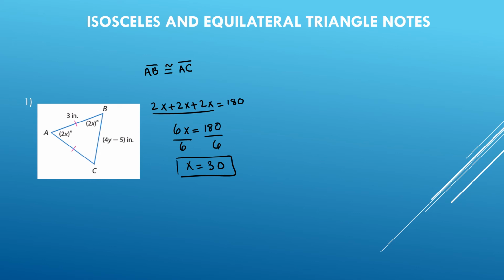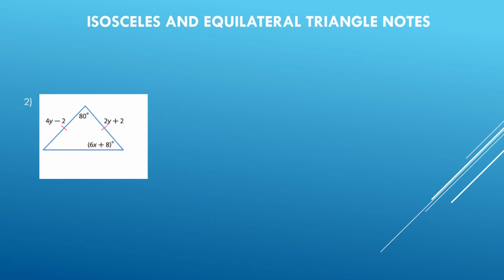Let's erase this so we can set up the expression for y. To solve for y, we have to look at the angles. One side of the triangle is 4y minus 5 and the other side of the triangle is 3 inches. All three angles in the triangle are 2x. That means all angles are congruent. If the angles are congruent, the sides opposite to those angles are also congruent. That means 4y minus 5 is equal to 3. To solve for y, we have to add 5 to both sides. So 4y equals 8, and the last step will be to divide by 4. And that gives us y equals 2.